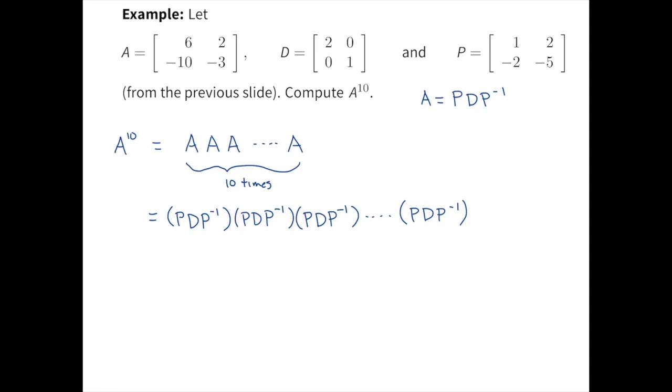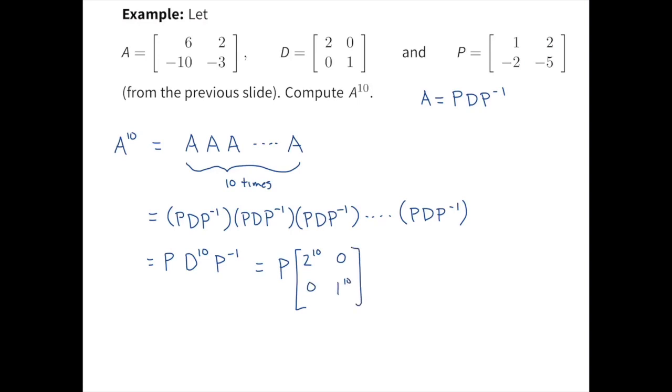And the only thing you're going to be left with is a P on the left-hand side, a D. Now the D's don't cancel each other out, so we get D to the power of 10, and then we get P inverse here. Now why is that an advantage? Well, the nice thing about diagonal matrices is it's really easy to compute high powers of them.